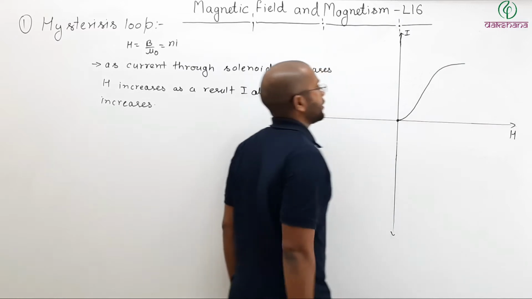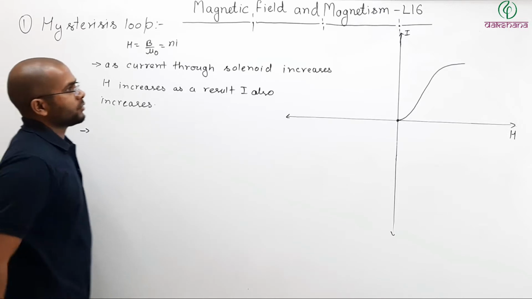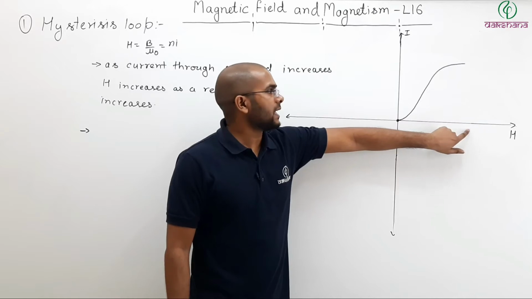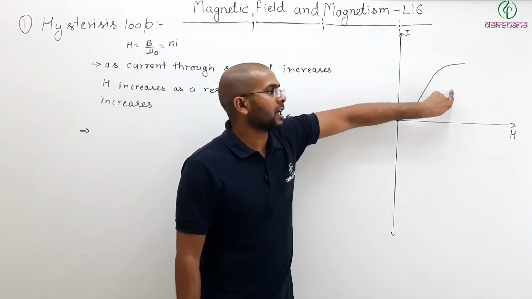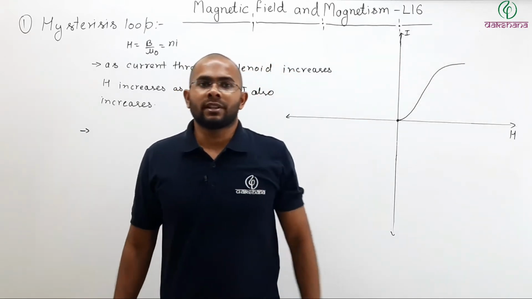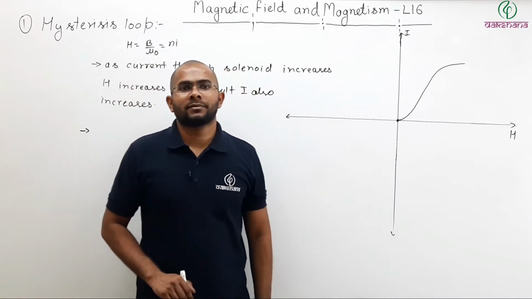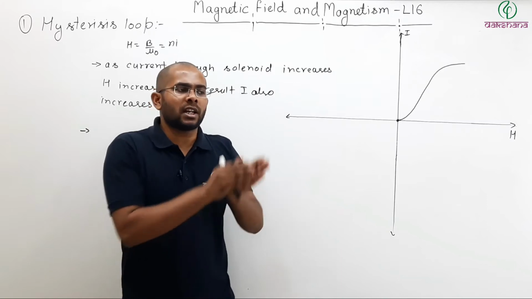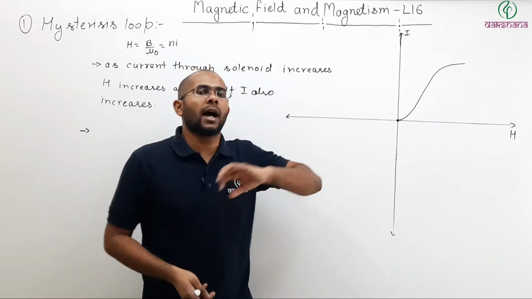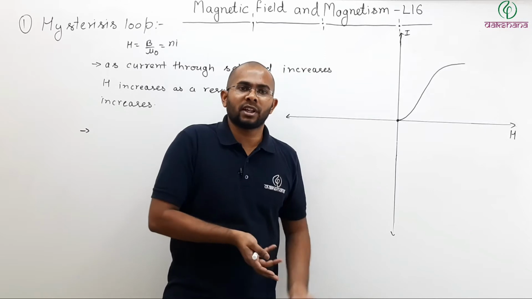Not exactly your straight line. Now, second point. As you can see here, initially if you increase the current, H increases, and as H increases, I increases. But after a certain time, there will be a point when I will become constant. Why? Because I is an indicator of alignment of atomic dipoles. And after atomic dipoles are 100% aligned in the direction of the external field, no matter how high you increase the external field, there cannot be any increase in the magnetic moment of your material.